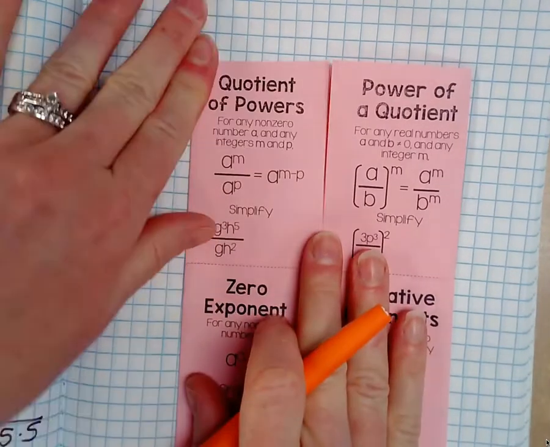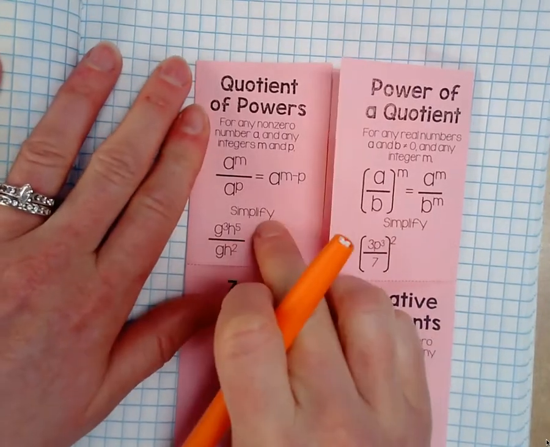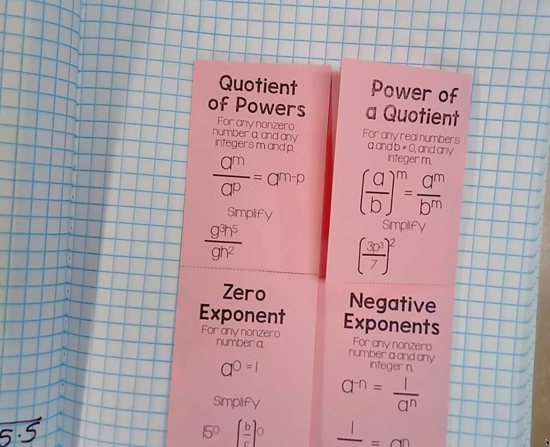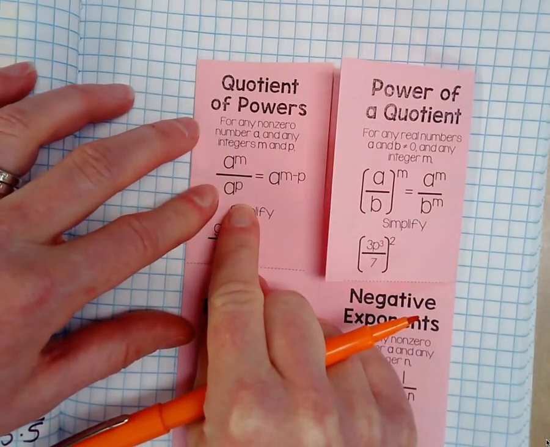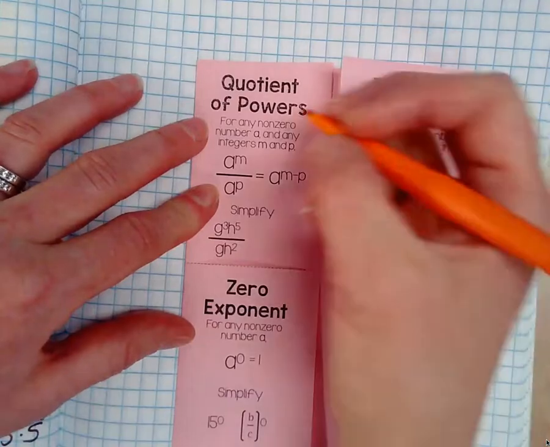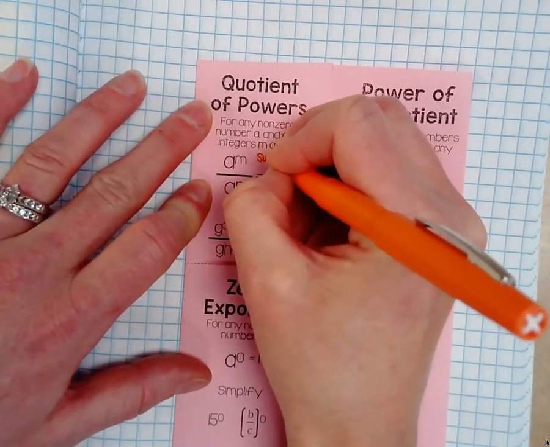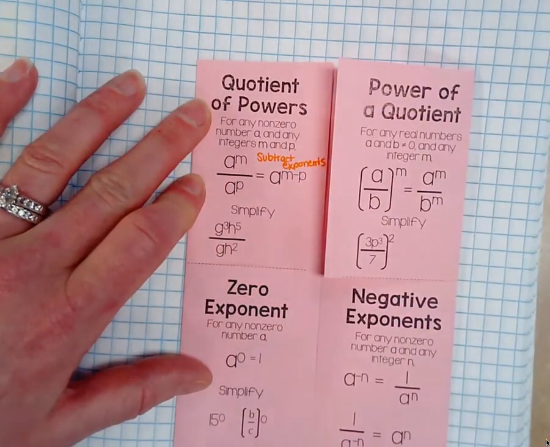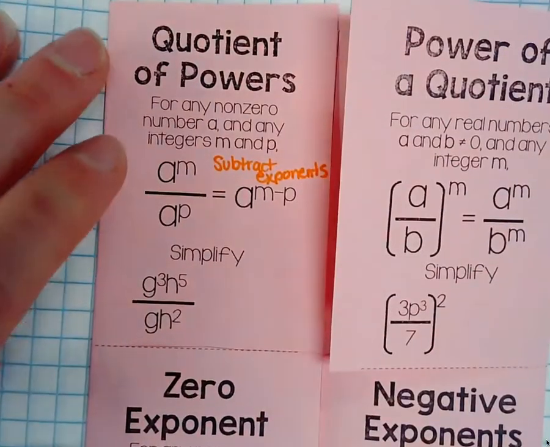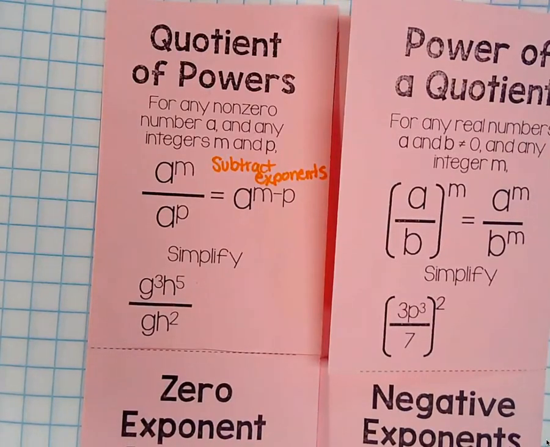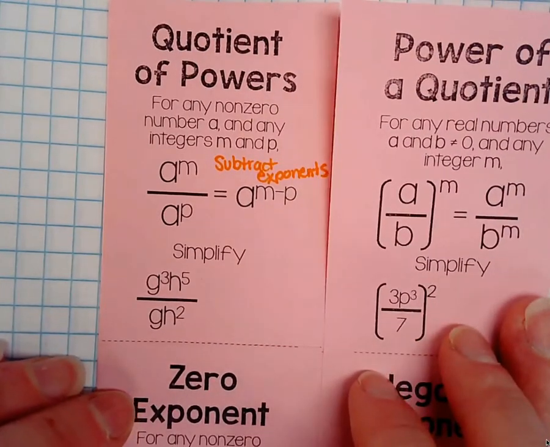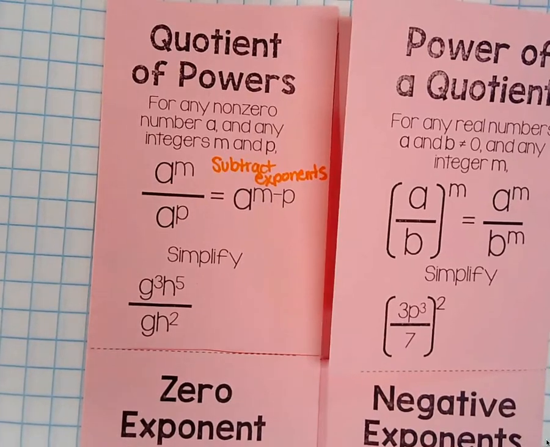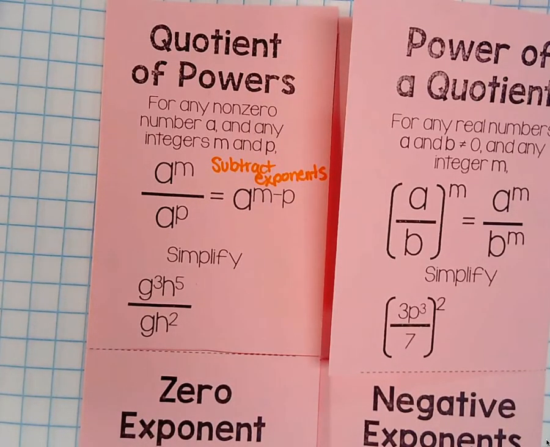All right, so let's go ahead and look at quotient of powers. So we're starting at the top left. For any non-zero number a and any integers m and p, a to the m over a to the p equals a to the m minus p. So subtract exponents. We don't have to expand them out unless you want to, but expanding them out just proves the rule that when you have like bases, you subtract.